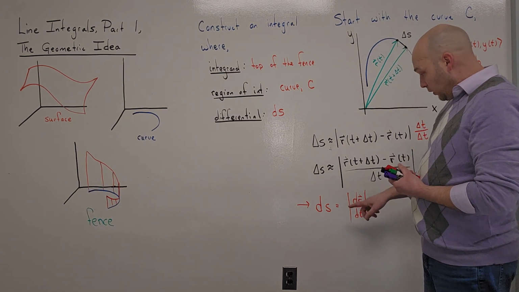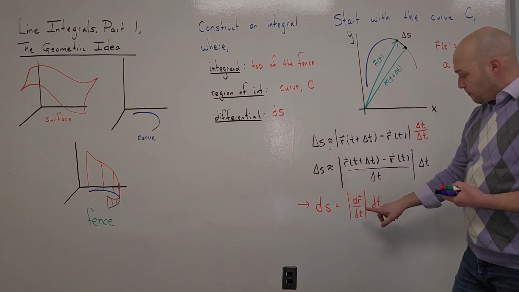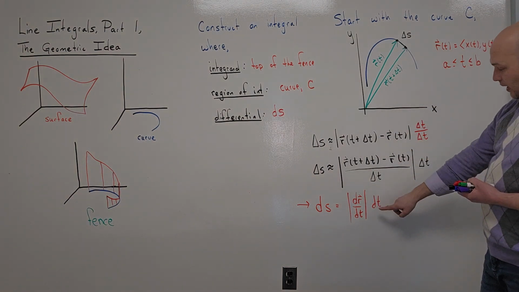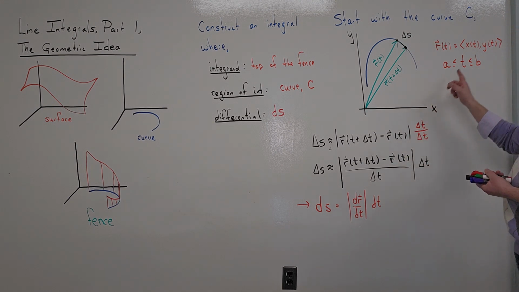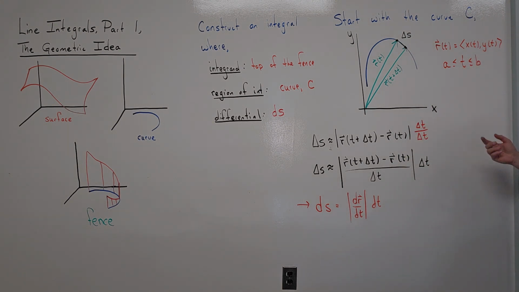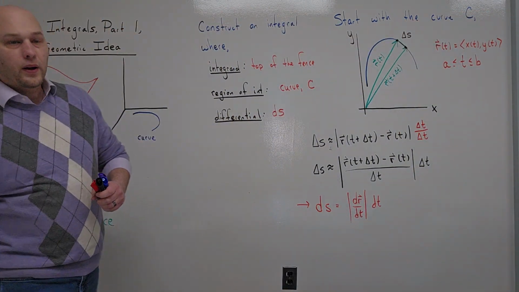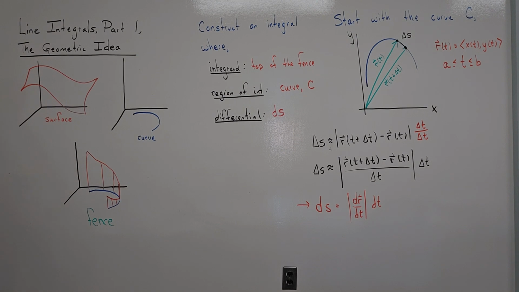So a differential arc length is given by the magnitude of the derivative of the parameterization times the differential of t, which is the parameter that we use in our parameterization. Okay? So that's what I'm going to use for my differential. Now, how do I incorporate the region of integration and the integrand being the top of the fence? Let me clean this side up and show you how to do that.